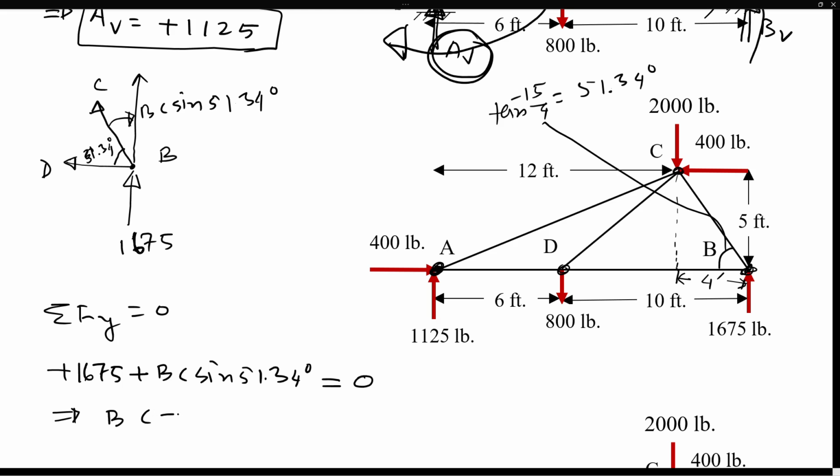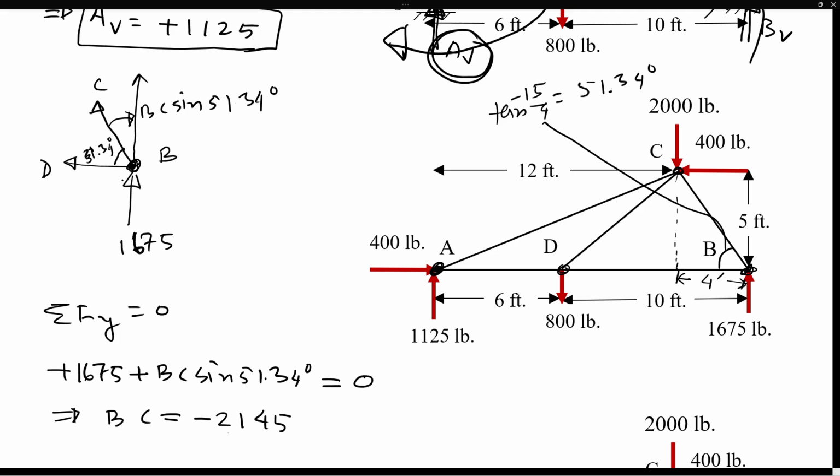I found negative 2145 pounds. Now here, the negative positive is not that important. What we need to find out is whether this member is in compression or in tension. The point we are looking at is B in this situation. If that force is compressing B, then it's compression. If it's pulling B, then it's tension.